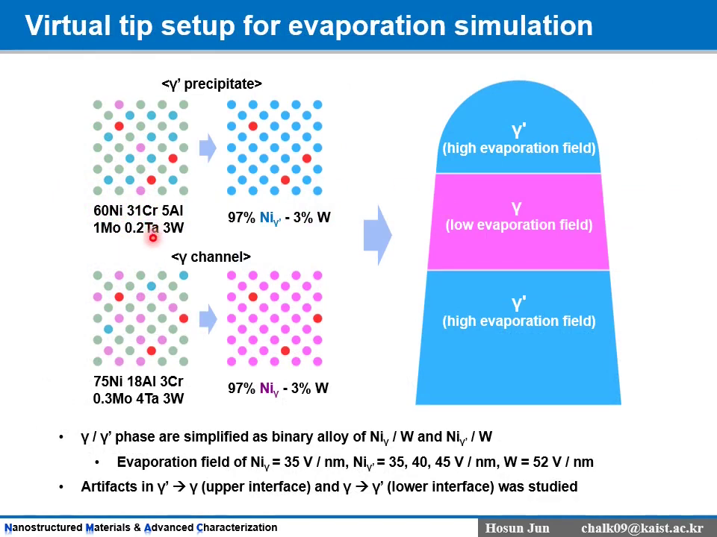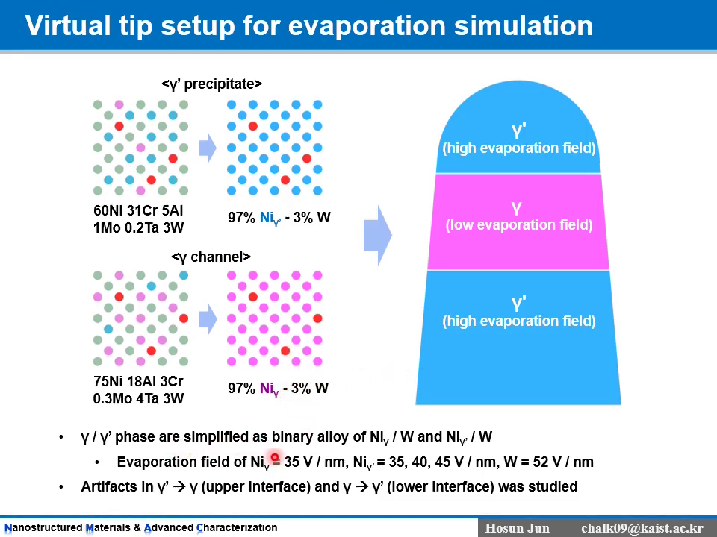While TMS 1700 alloy has 6 elements as its components, we have simplified each phase as a binary solution of matrix element and solute tungsten. So the gamma prime phase consists of 19.7% nickel gamma prime and 3% tungsten, and the gamma phase is 19.7% nickel gamma and 3% tungsten in our tip.